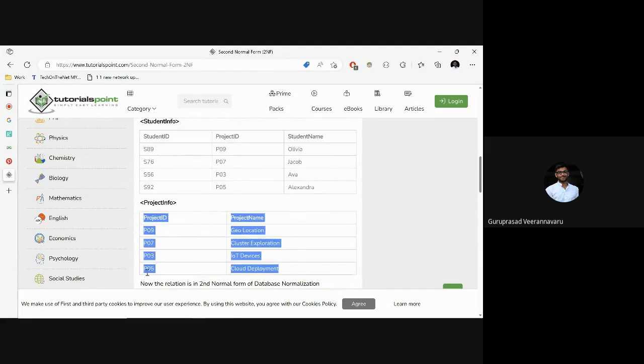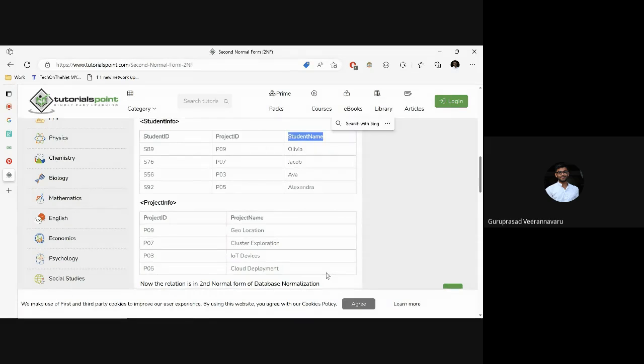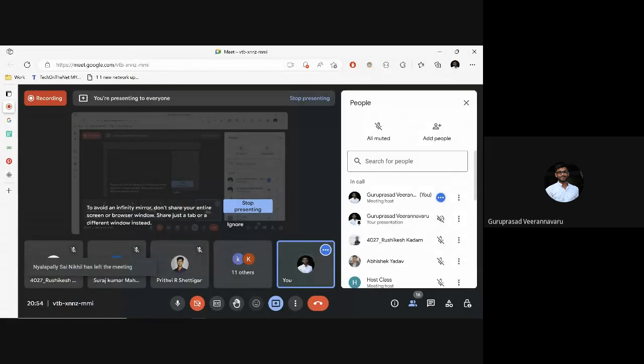An even better way to do this would be to remove this student name and keep a separate table for student ID and student name. And you have a mapping between student ID and project ID. I think we'll stop here for today. I'll continue in the next class. Very few topics are left. We'll try to finish off in the next class and end the course.